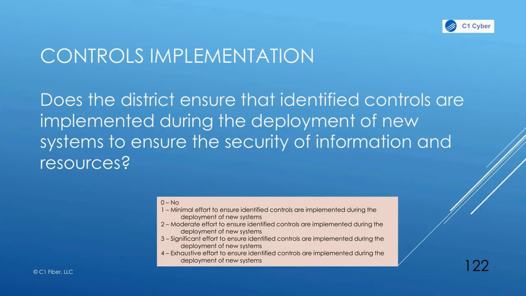Score 2 if your organization makes a moderate effort to implement identified controls. 3 if your organization makes a significant effort to implement identified controls. Or 4 if your organization makes an exhaustive effort to implement identified controls during new system deployment. Pause the video now in order to consider and record your answer before continuing.